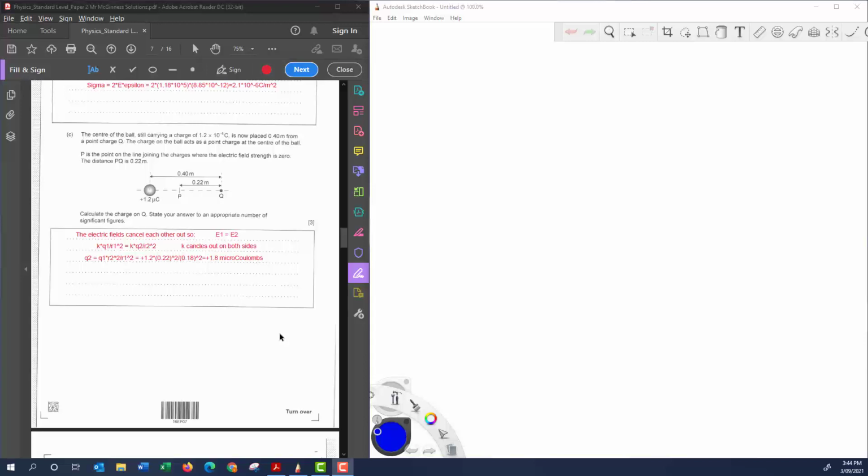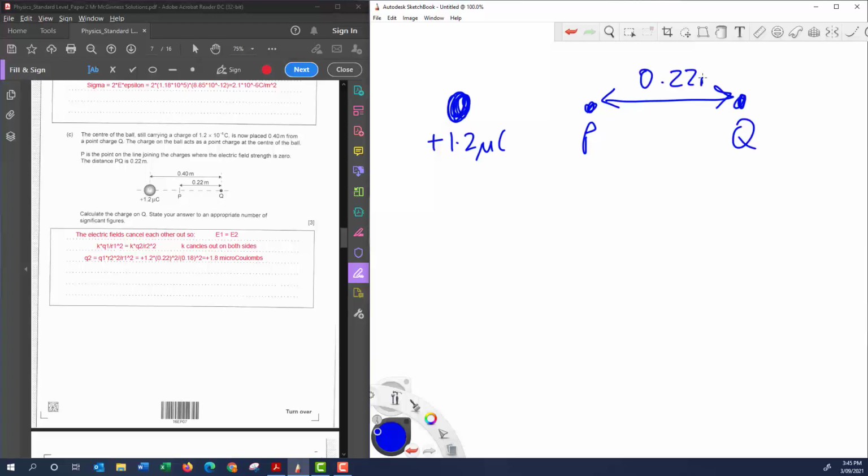Now let's do part C. For part C, they're saying that we've got our original charge over here, which is our plus 1.2 microcoulombs. And then there's some point here called P, and there's some point over here called Q. They've given us the distances between them. There's this distance in here, which is 0.22 meters, and they've given us this distance from here to here, which is 0.4 meters. So we can actually use that to figure out this distance in here.